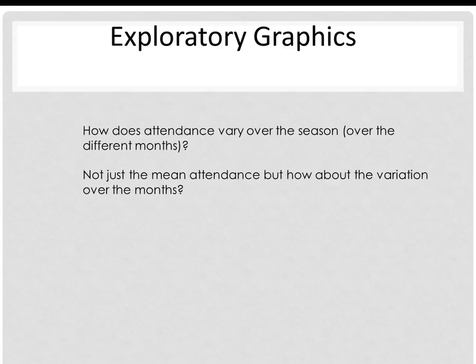Okay, now here's some more exploratory graphics. In this chapter, chapter 2 of this book, we're basically learning how to do exploratory graphics. In the next few chapters, we'll be doing more data modeling, but we are going to do some regression in this chapter as well. Still with the exploratory graphics, how does attendance vary over the season? That means over the different months, and not just the mean attendance, but the variation over the months.